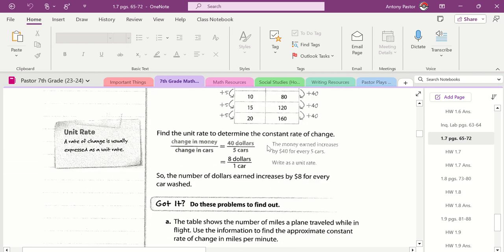Find the unit rate to determine the constant rate of change. So if we have $40 for 5 cars, we would divide both by 5 to get a unit rate, which means that 1 car equals $8.